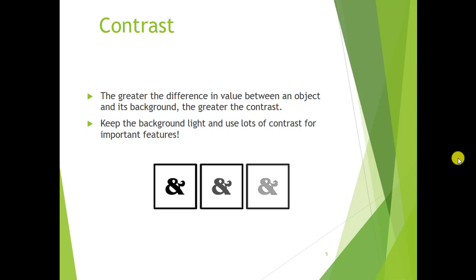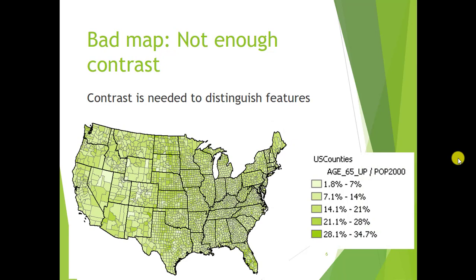The ampersand to the left is definitely more in your face, straightforward, more massive than the one that's slightly grayed out. It changes the intensity. If I read the visual here, this is less in my face. Makes sense. So, I like that they put this one up there. Bad map, not enough contrast.